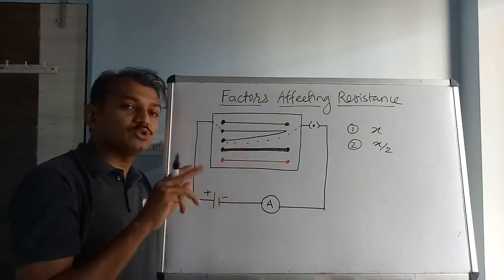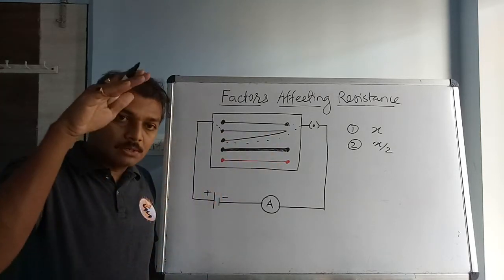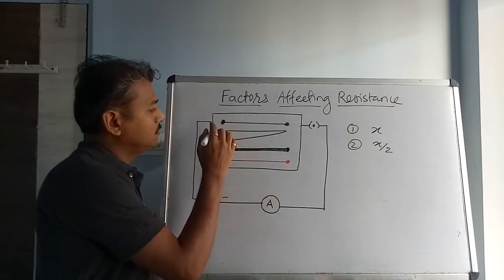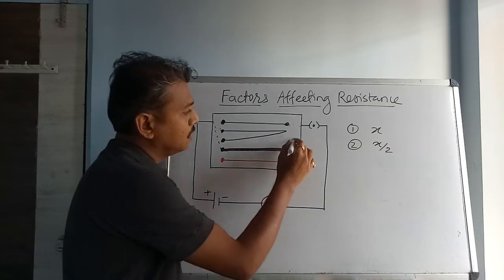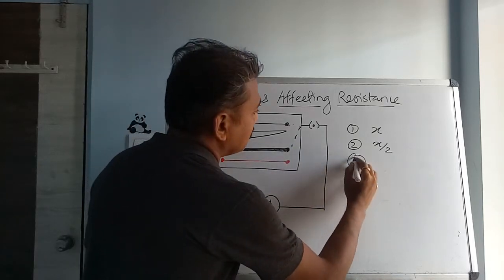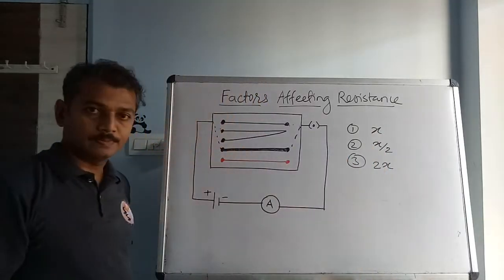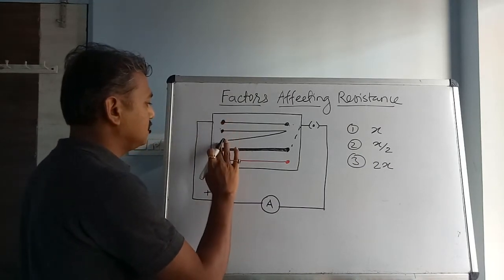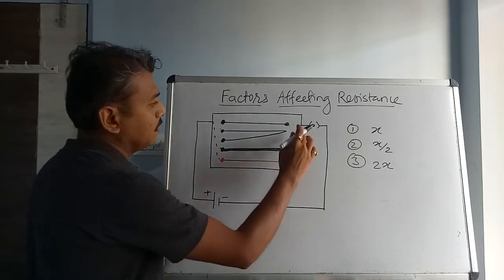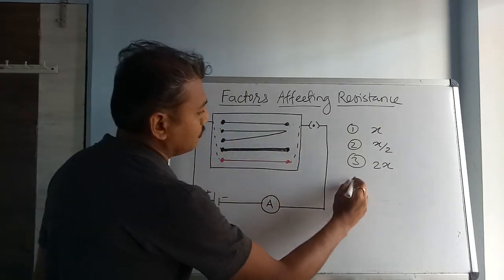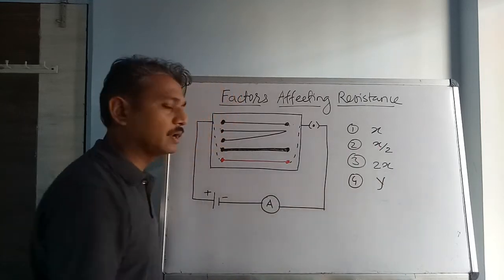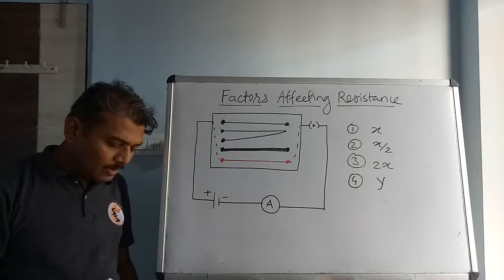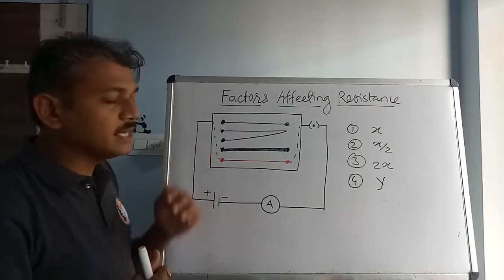As the length becomes twice, the current becomes half. Now let us join with the third one. Here we will get a reading of twice X. It means double. And if we connect it with the fourth one, we are getting some different reading. Why? Because we know that the material is different. So now let us talk about the readings.